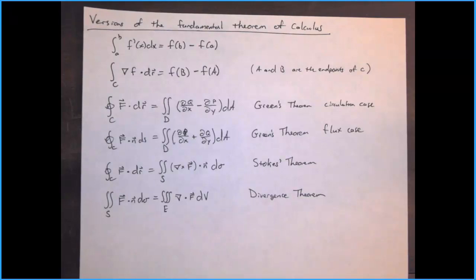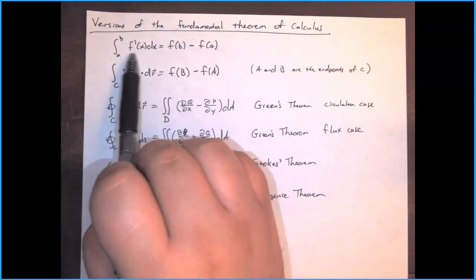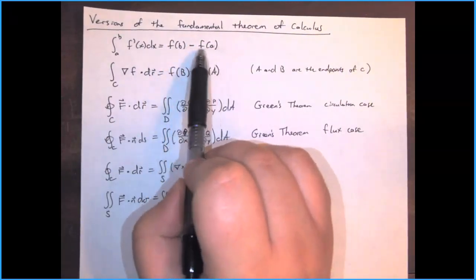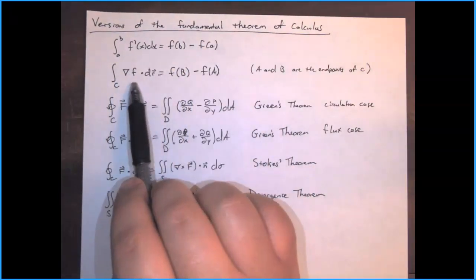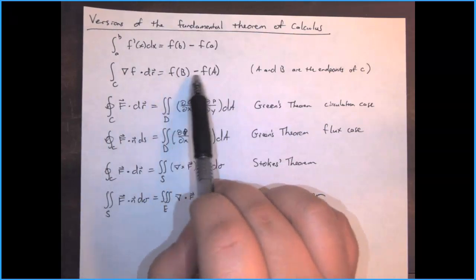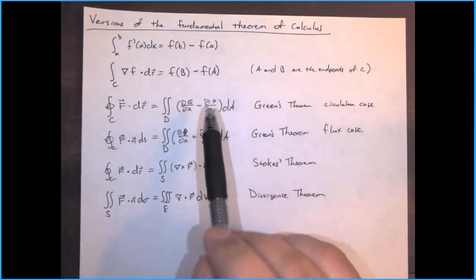And in what way? In each of these equations, in each of these relationships, we're integrating some type of derivative, and we can represent that as the values of the function on the boundary of where we're integrating the derivative. So here it's straightforward, right? We integrate a derivative, we get the value of the function on the boundary at the endpoints of the interval. Here as well, we're integrating a gradient, which is a form of a derivative. We get the values of that function at the endpoints of the curve.